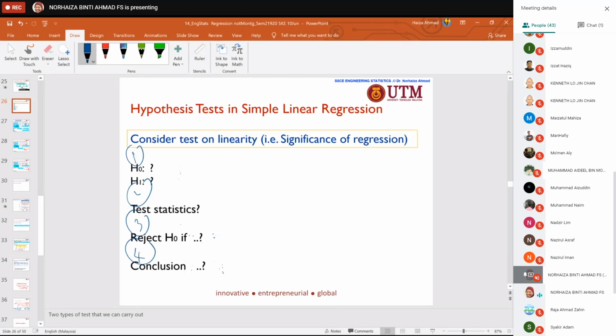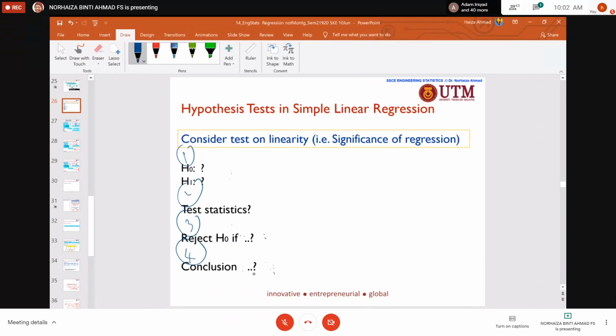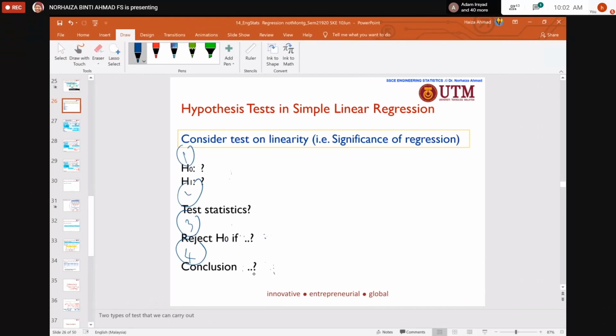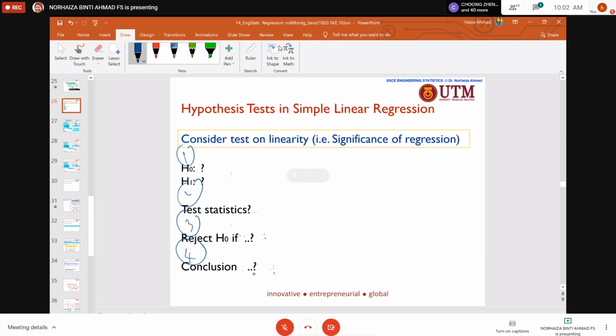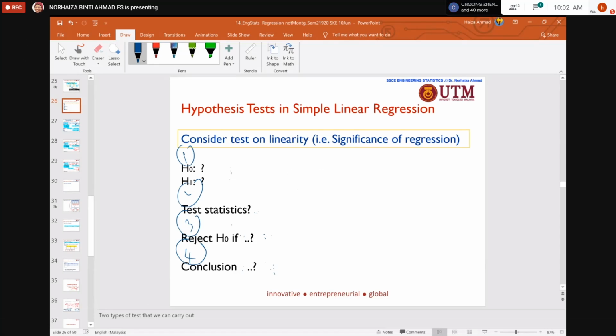Well, no, not technically. If I just look at the scheme, it is correct. But when you don't write your H naught, I will not know what you mean by that H naught. It can be anything here. So therefore, if you don't write your H naught and H1, you might end up getting marks only for your test statistics and nothing else. Okay, so make sure at each step you follow through, so that you will gain the appropriate marks.